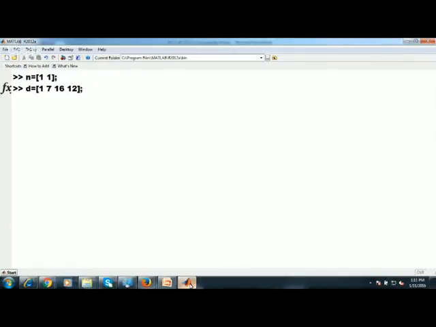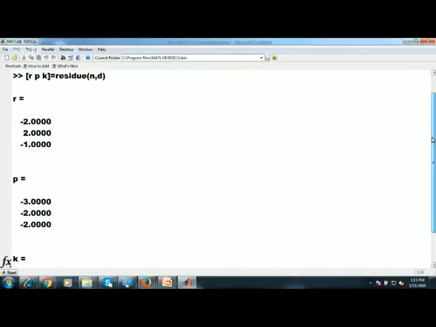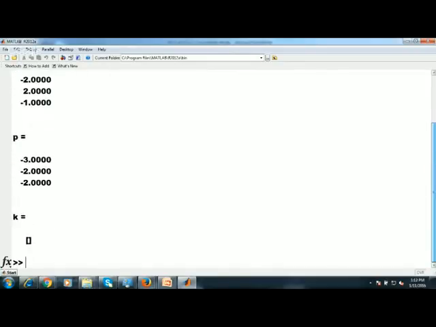So what we are going to do is write the command r p k equal to residue n comma d. Now when I do this, I get the values of r, p and k. R I get minus 2, 2 and minus 1. P I get minus 3, minus 2, minus 2, and K as 0, no value.